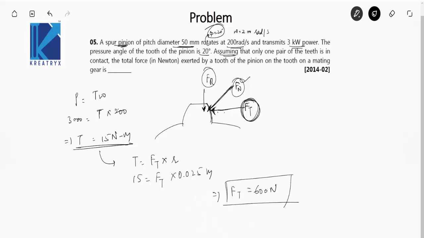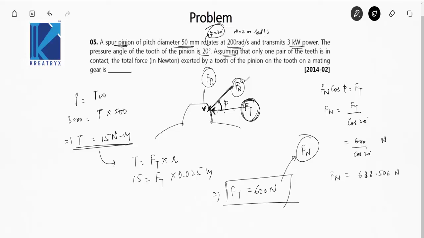So Ft is 600 Newton, and I can find out Fn from here. How? Because this angle is phi, the pressure angle, which is equal to 20 degrees. So Fn cos phi is equal to Ft. So Fn is equal to Ft by cos phi, that is by cos 20. So this is 600 by cos 20 Newton. So the normal force or the total force exerted by a tooth of a pinion on the tooth of the mating gear is equal to 638.506 Newton.